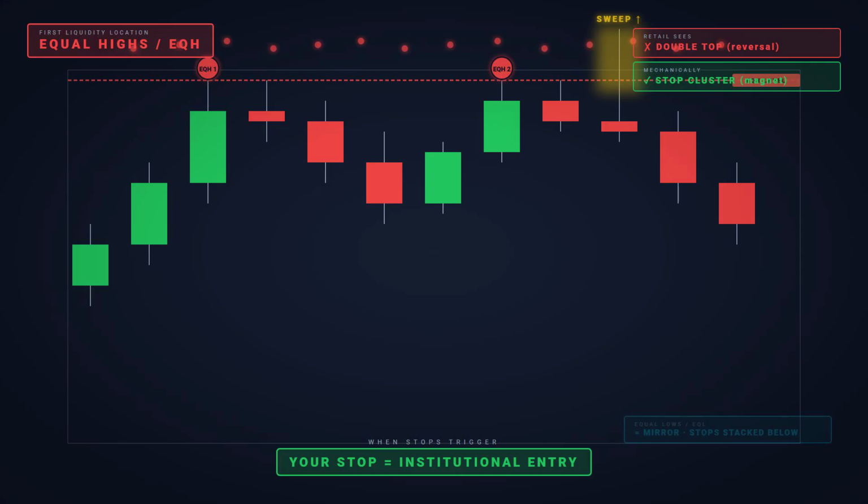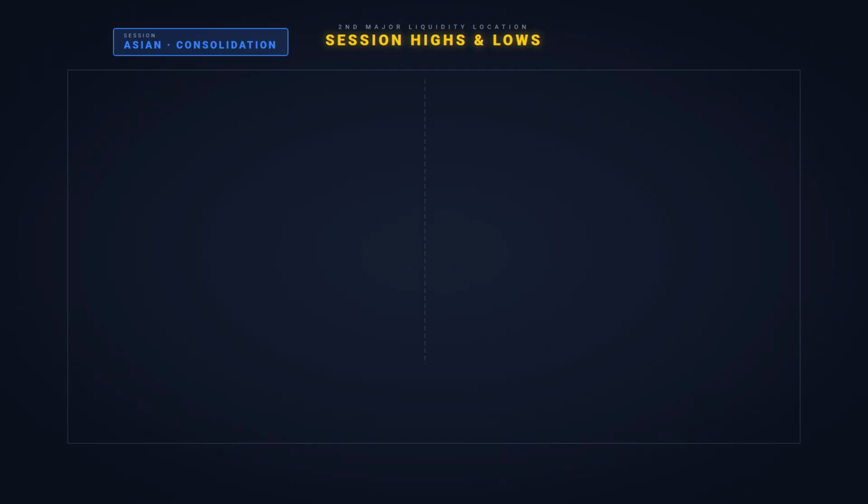Two touches of the same swing low means a cluster of sell stops sitting just beneath it. Every long position that placed a stop below support is sitting in that pool. Price will sweep below, trigger those orders, fill institutional buy positions, and reverse. On this chart I'm showing you right now, study these wick tails beneath a double bottom. That wick is the sweep. That is not a failed breakdown. That is price mechanically reaching the liquidity it needed.